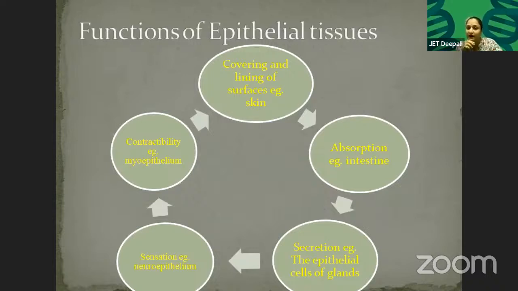What do glands secrete? Basically hormones. Pituitary gland secretes many hormones, adrenal gland secretes other hormones, pancreas secretes other hormones. So the secretion part is done by the epithelial cells of glands. Next is sensation, for example neuroepithelium. If someone pinches you from behind, you cannot see that person, but you still feel the sensation that someone is hurting you. That sensation is provided by the neuroepithelial tissues.